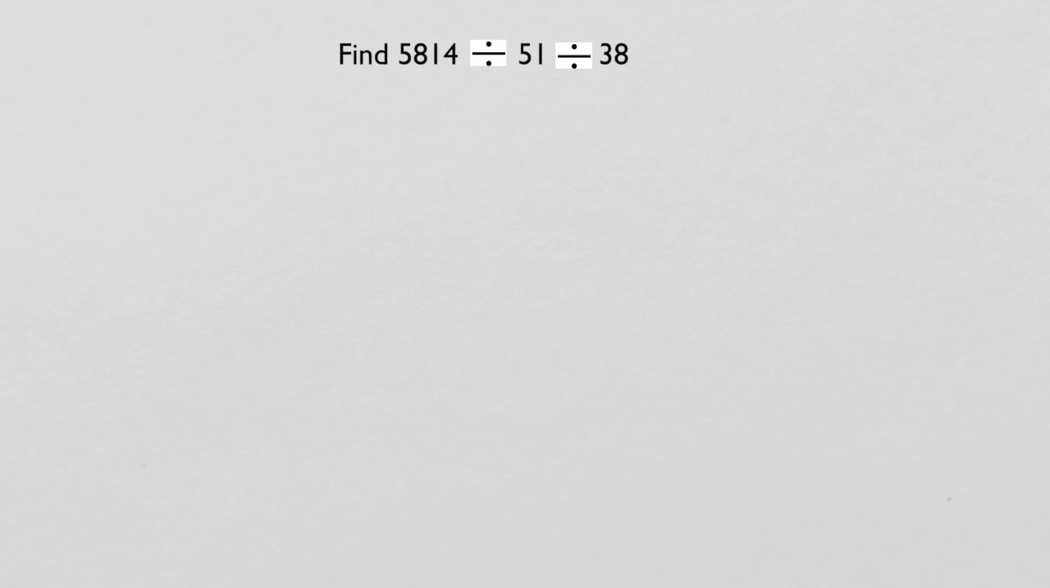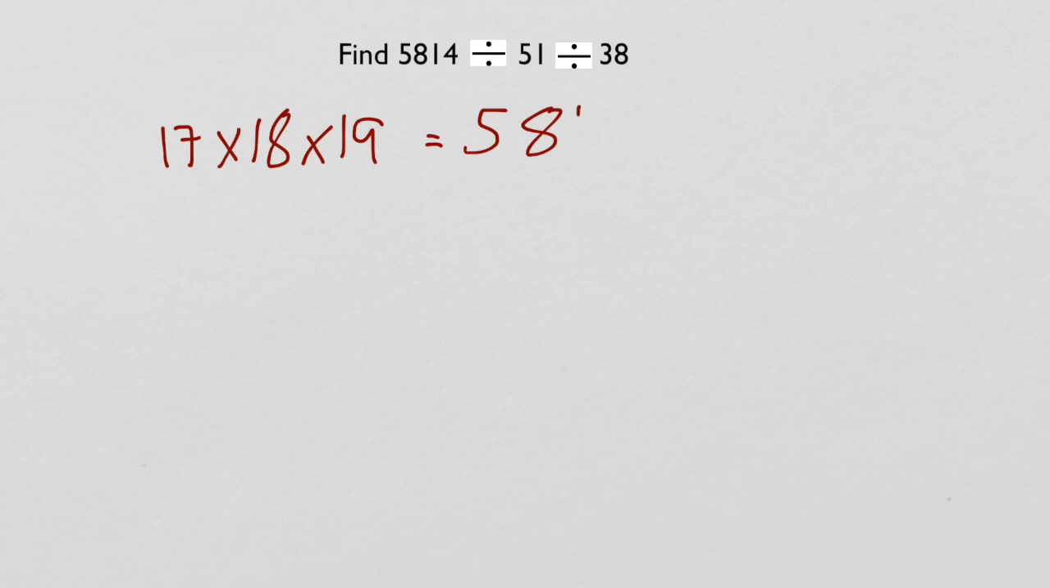Okay, so let's take what we know already. That's 17 times 18 times 19 equals 5,814. And now we're dividing by 51 and dividing by 38. So the key thing here is to remember that when you're dividing by a number and then dividing by another number, it's actually dividing by the product of those two numbers. For example, if you were to divide by 2 and then divide by 3, you are actually dividing by 6. Okay, so that's something worth remembering.